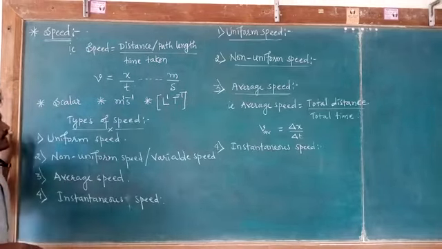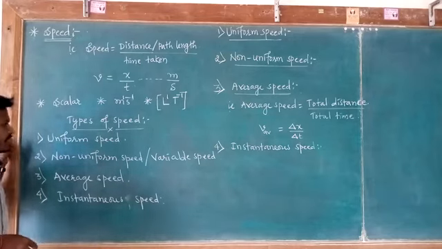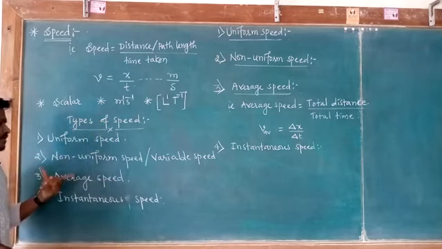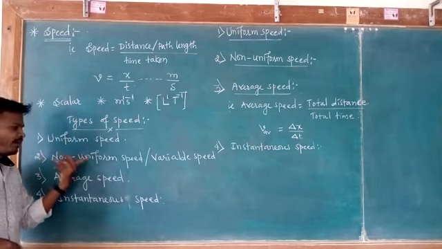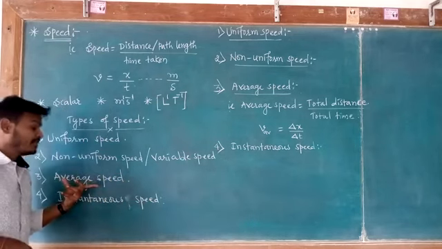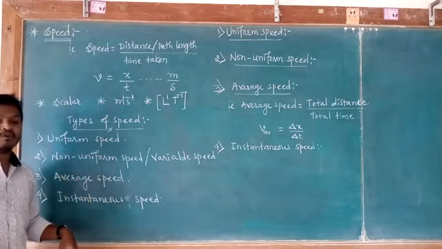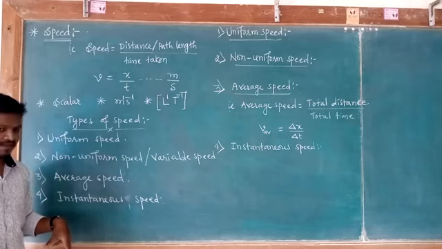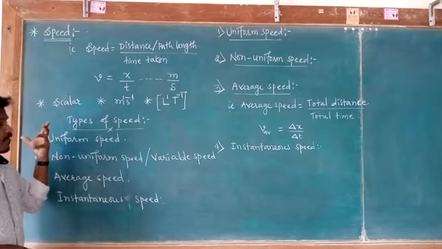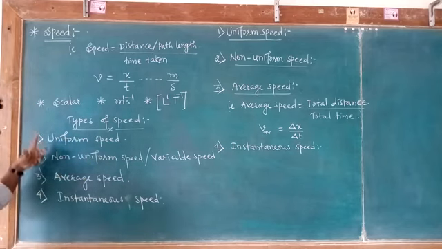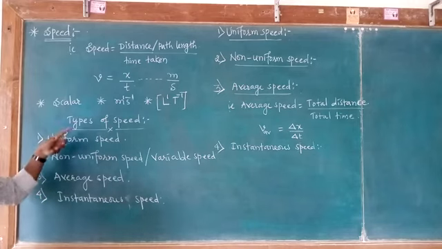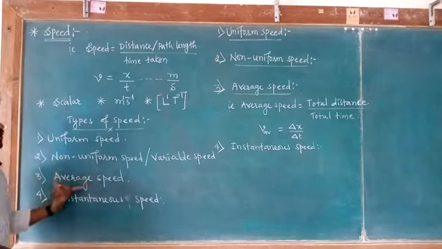The next aspect is types of speed. Basically, speed can be divided into 4 types. The first type is uniform speed, the second type is non-uniform speed or variable speed, the third type is average speed, and the last type is instantaneous speed. These are the types of speed. According to your syllabus, these types are very crucial from the examination point of view. Let us discuss the types of speed in detail.